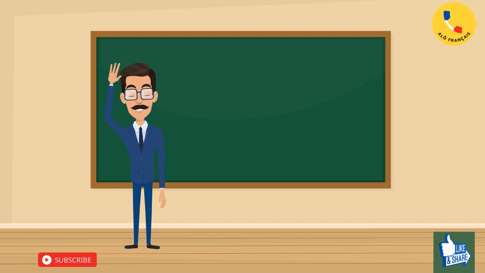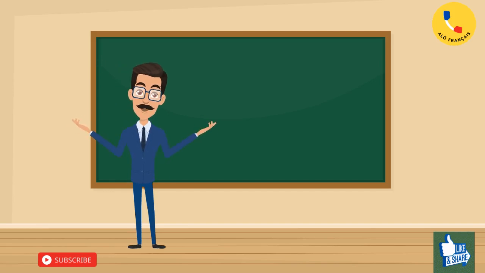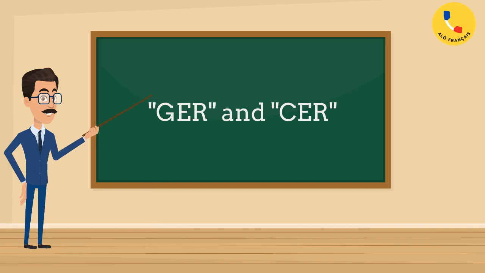And today we are going to learn something new. So in the last video we learned ER verbs, how to make constructions and how to make sentences with the ER ending verbs. So today we are going to see GER and CER verbs. If you see, you can see that GER and CER also have the ER endings. So it is needless to say that they will also be following the ER pattern.